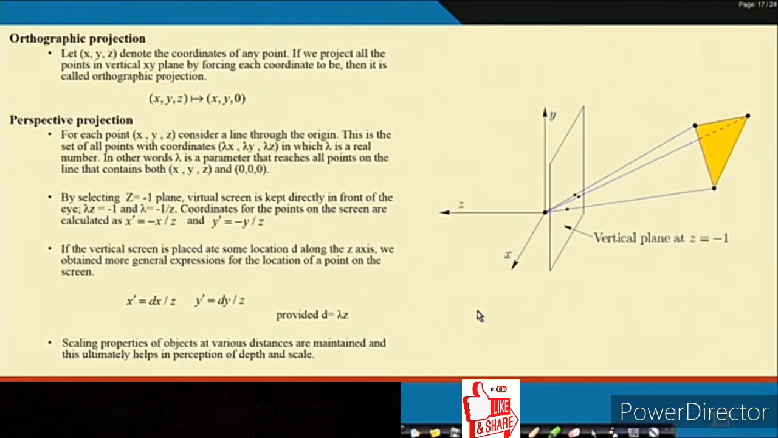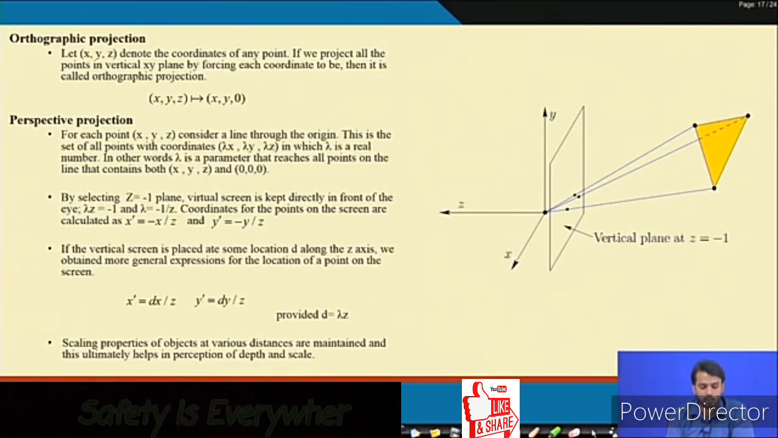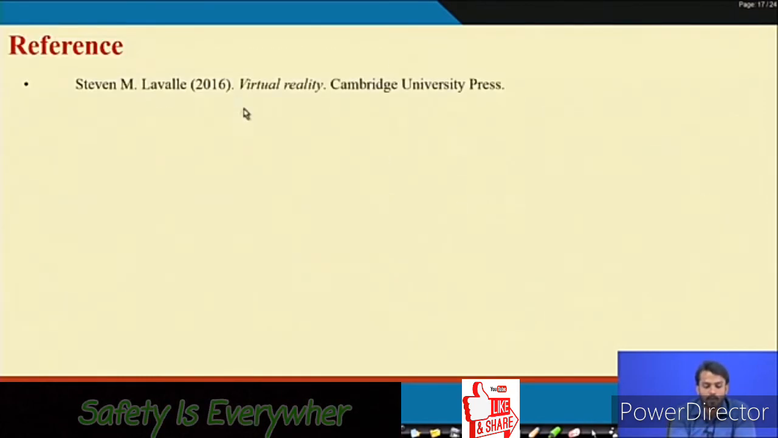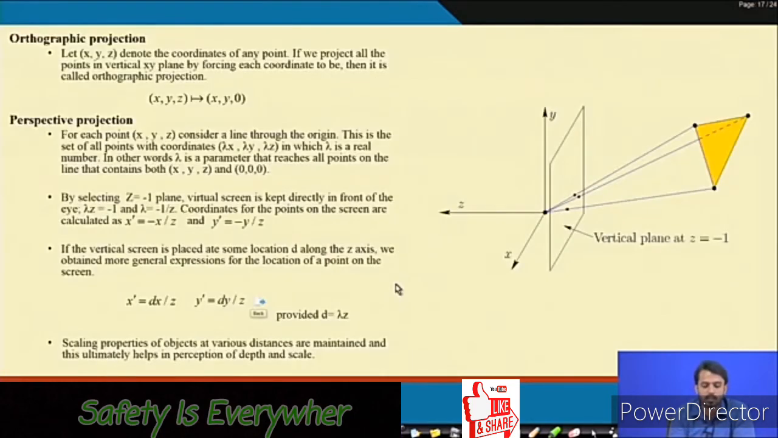Next we will see orthographic projection and perspective projection. The orthographic projection stands for the case having the z axis as 0. That means if x, y, z denotes the coordinates of any point, and we project all the points onto the xy plane by forcing each coordinate to be projected in that plane, then it is called orthographic projection, in which the projection is on the x and y plane. That means the z axis stands for 0. That will be considered the orthographic projection.